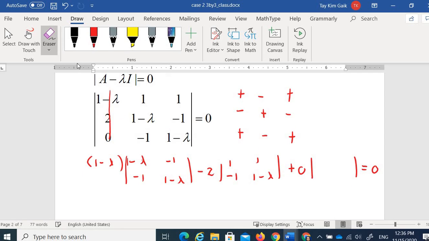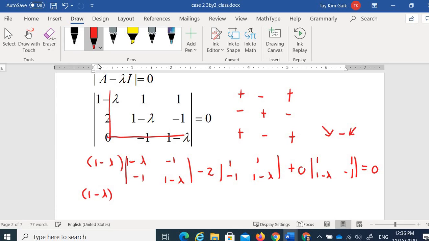This cell is 0 times this determinant, so you simply calculate these two determinants only because this value is 0. That's why, to calculate the determinant of 3 by 3, we normally prefer finding any row or column that consists of more 0. Now you calculate the determinant of 2 by 2. Remember, it is the main diagonal deducted with the product of the other diagonal. So you have 1 minus lambda times 1 minus lambda.